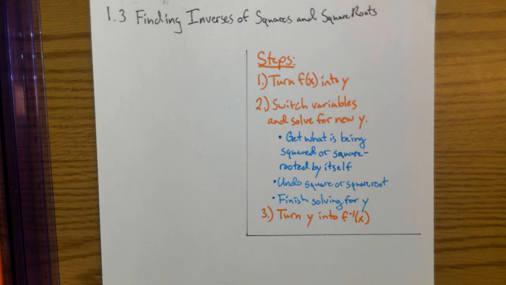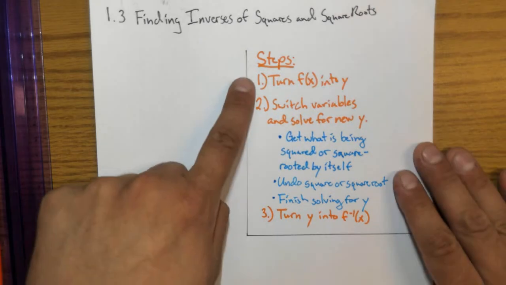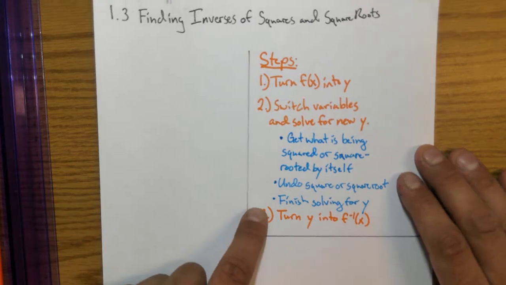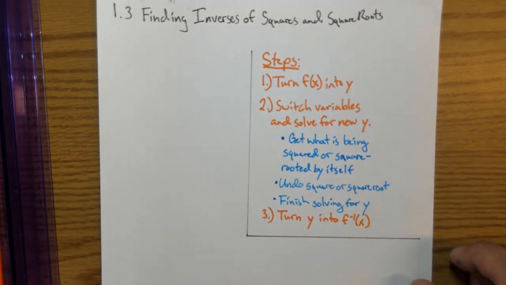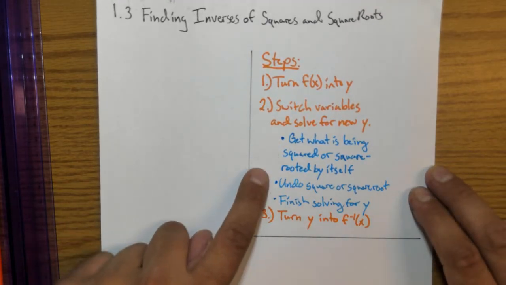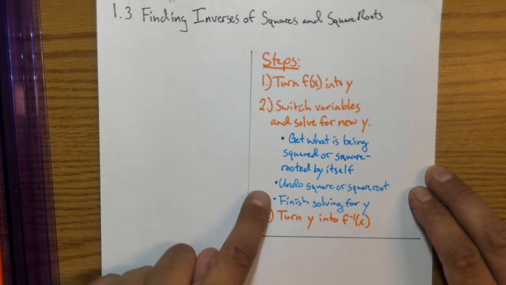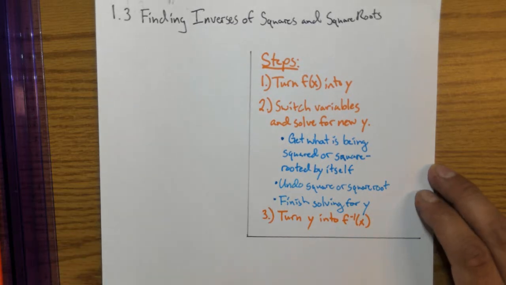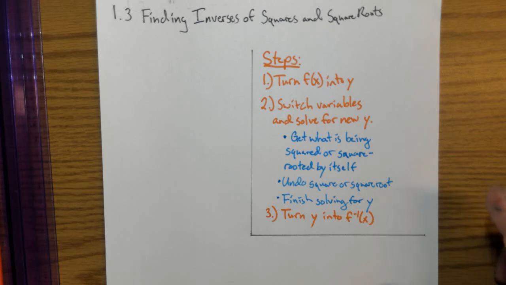Hello class, today we're going to be finding the inverses of functions that have squares and square roots in them. If you notice these steps here, what was written in orange remains the same as last lesson. The only thing that's new that I wrote was in the blue, because these steps in the blue are how to solve for these variables in these new square and square root functions.